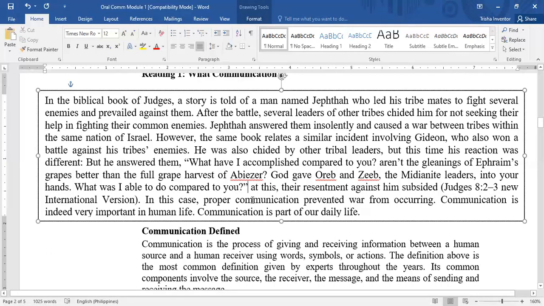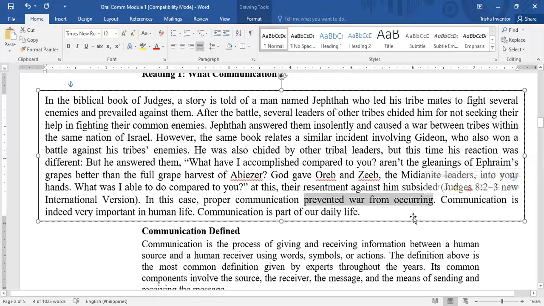So in this statement, they are talking about things that had happened in their tribe. He humbled himself, speaking to them that he just did what he could do, and that it cannot surpass everything that they did for their tribe. So, in this case, proper communication prevented war from occurring.